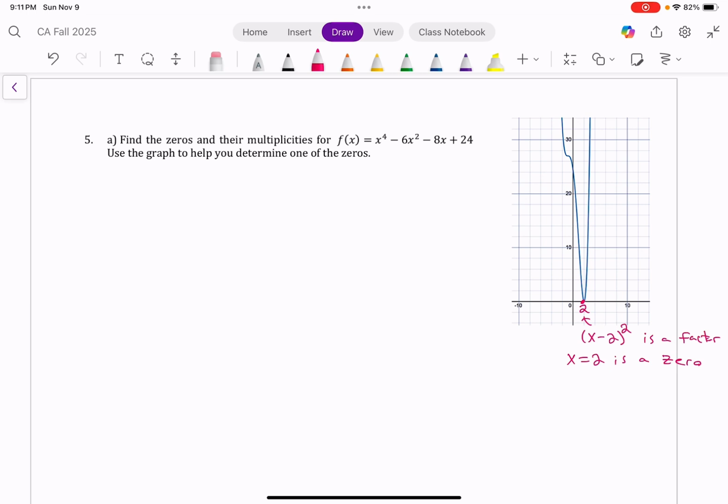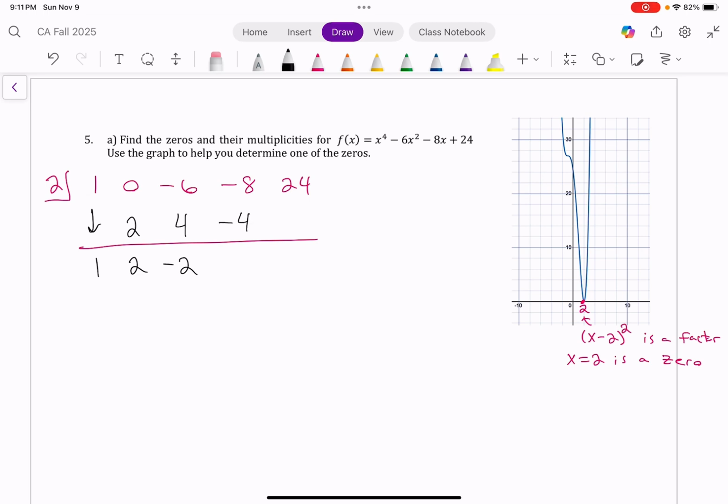So we're going to do synthetic division with 2 in this function, and we're going to do it twice. Drop the 1. 2 times 1 is 2. 0 plus 2 is 2. 2 times 2 is 4. Negative 6 plus 4 is negative 2. 2 times negative 2 is negative 4. Negative 8 plus negative 4 is negative 12. And then 2 times negative 12 is negative 24. So we got our zero remainder as we expected.